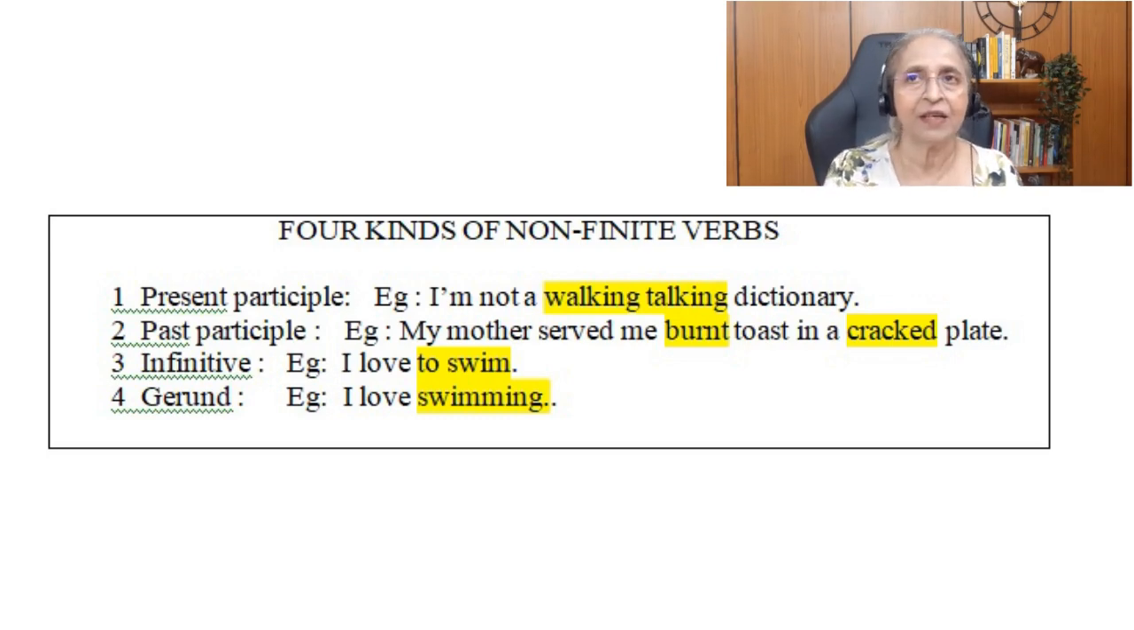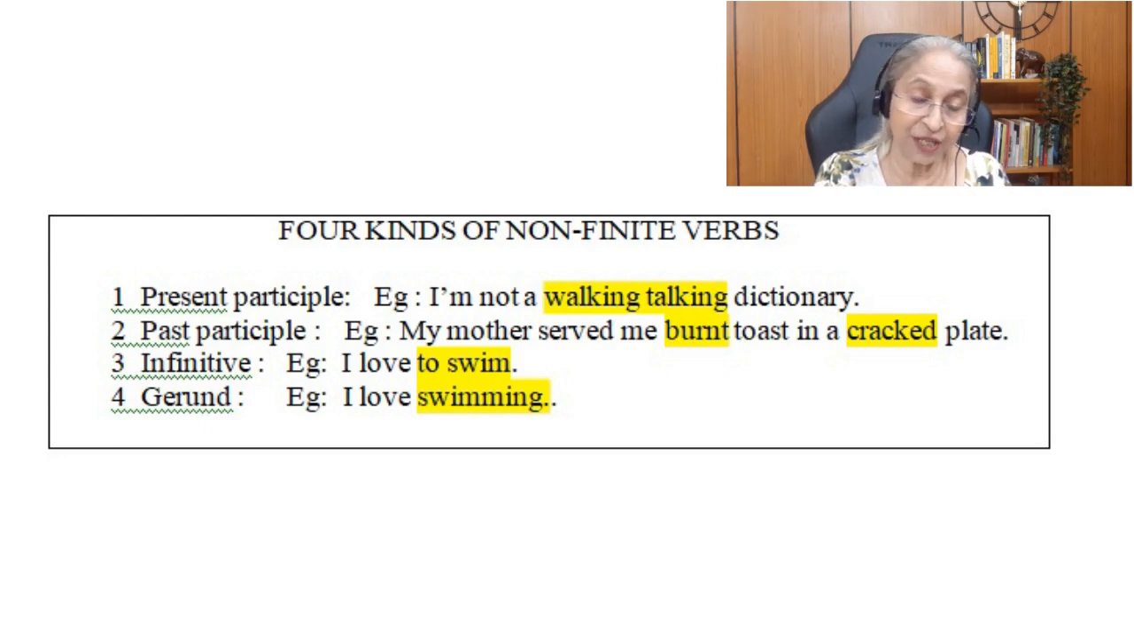Like running, jumping, smiling. So many of those. And I've given an example here so that you can easily understand. I am not a walking, talking dictionary. All right? You cannot change that. Look, am can be changed. I am. It's a contraction for I am. I'm. Am can be changed to was. I was never a walking, talking dictionary.